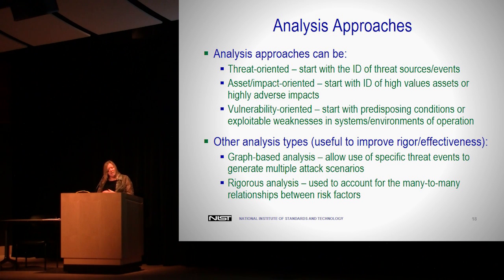Then you can combine other analysis types, and this gets into some pretty detailed information, again, all found in 830 Rev 1, but you can add graph-based analysis or a rigorous analysis methodology to improve the rigor and effectiveness of your risk assessment. And again, those two, the graph-based or the rigorous types of methodologies, are used in conjunction with the other, threat-oriented, asset and impact-oriented, or vulnerability-oriented. So it's not one or the other in that case. The graph-based or the rigorous analysis is sort of piled on top to help you improve your rigor.